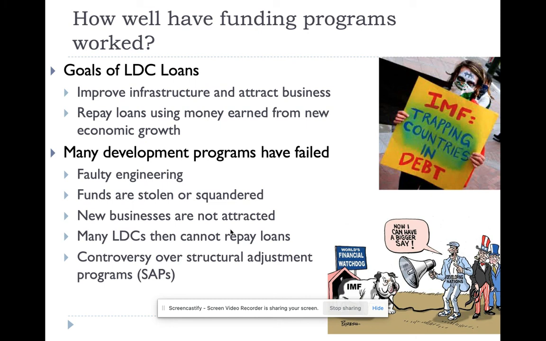But things can go wrong, right? If your development program fails, either through faulty engineering or poor management or criminal activity, embezzlement and fraud and stuff like that, then businesses aren't going to come, right? And then you get into a loan payment where you owe the World Bank or the IMF a lot of money, and then they come in and do something called a structural adjustment program, and they control your economy. They tell you what you can and cannot do because you owe them money, right? So it's risky, right? There's some risk.